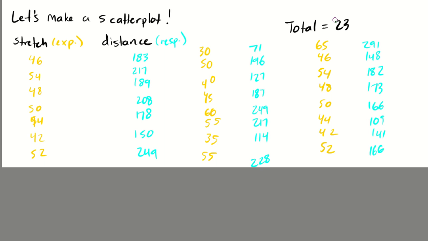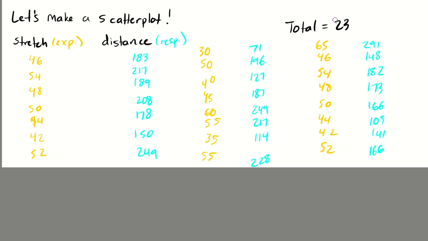In L1, you'll put your stretch values, your explanatory variable, and in L2, you'll put in your distance, your response variable. I'll give you a minute to put those in, and a chance to pause the video. When you've finished putting the data into L1 and L2, then go to second y equals, and that should take you to the Scatterplots menu.